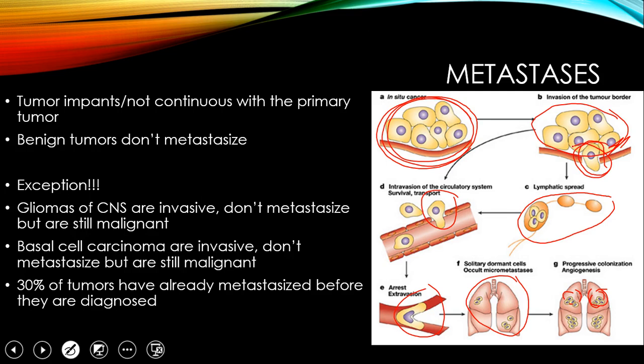But there are some exceptions. There are some malignant tumors that do not metastasize but are still invasive and malignant. An example of that is a glioma. So a glioma, shown here, this happens in, I believe, the glial cells in the central nervous system. These are invasive. They don't metastasize, but it's still malignant. Also, basal cell carcinoma. This is another one that doesn't tend to metastasize, but it is still malignant.